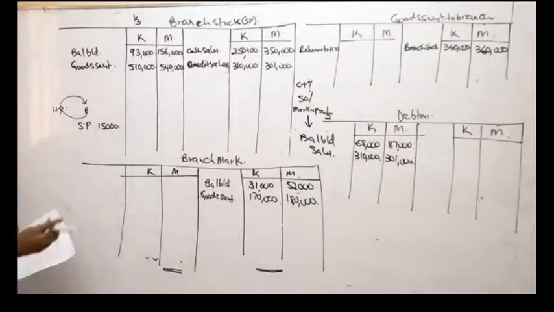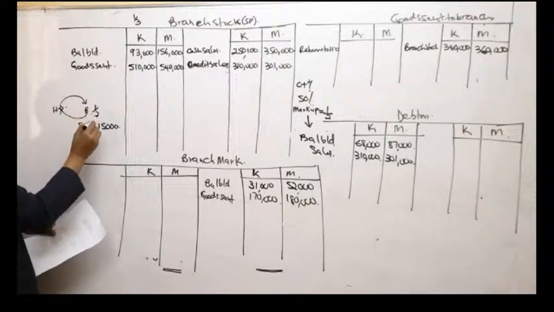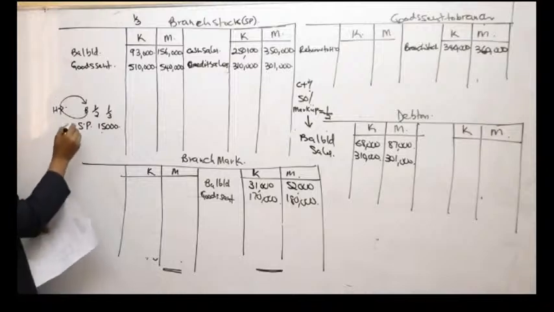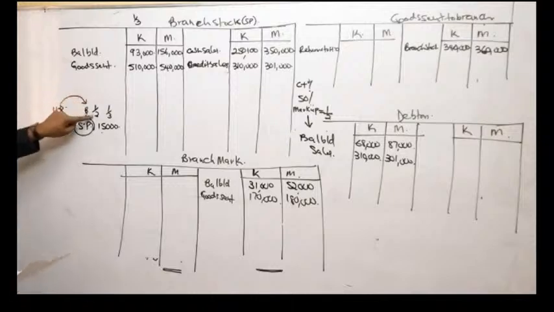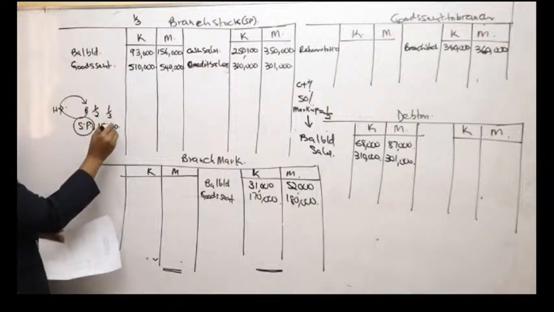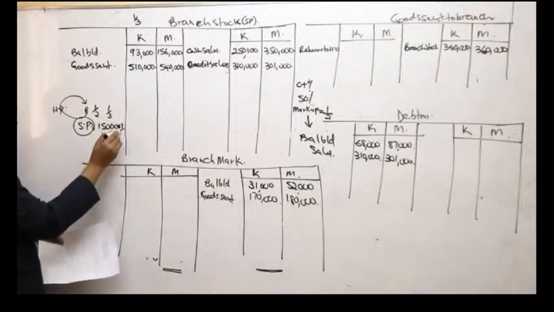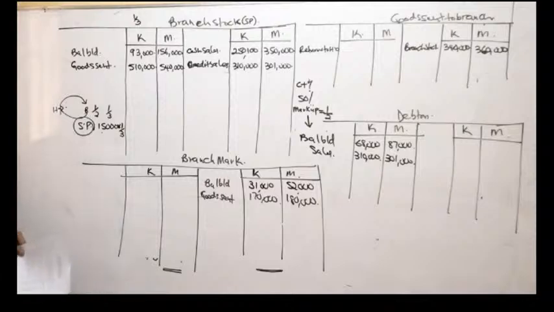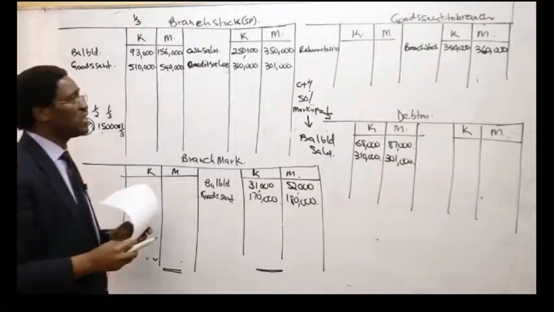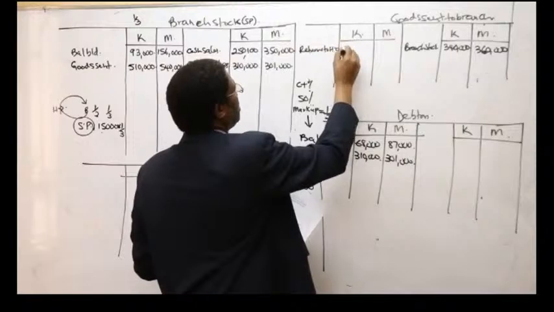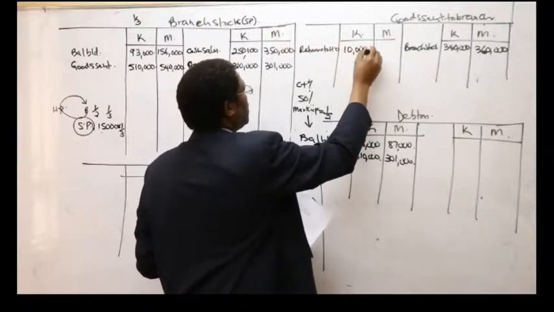So the point is, do I take a half of these 15 or do I take a third? Remembering that this 15 is the selling price, and therefore you don't need the markup. Of course, you need the margin. So our margin being a third, I take a third of 15, that gives me 5,000. 5,000 being the profit loading out of the 15, therefore it leaves me with a cost price of 10,000.